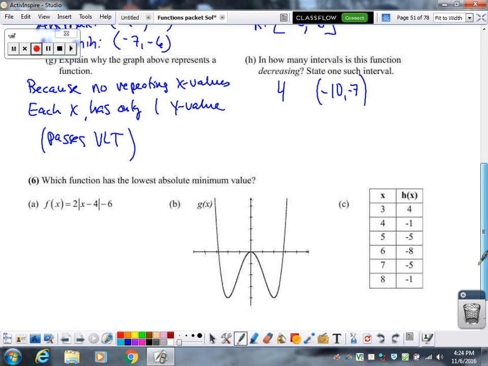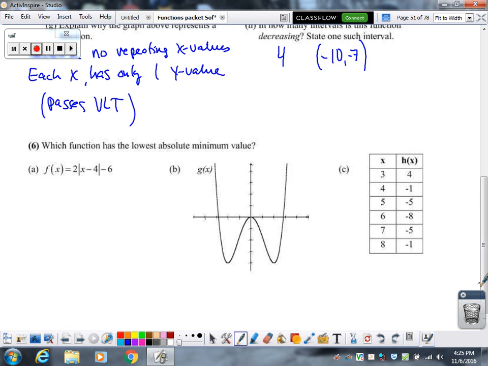All right. Down at the bottom, here's another type of question that you're going to have to know how to do. We're going to be comparing 3 functions, but they're written 3 different ways. Letter A is given to us as an equation. Letter B is given to us as a picture of a graph. And letter C, our function, is given to us with a table of values. And we have to compare their minimums.